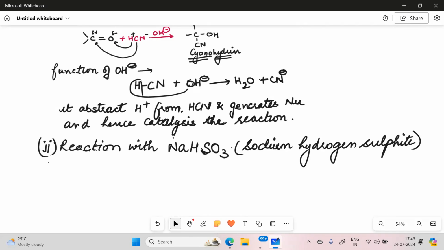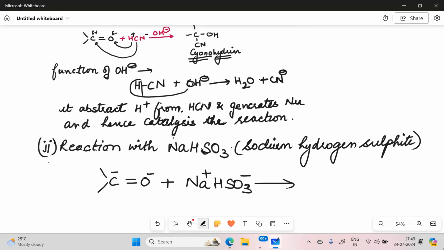It is also called sodium bisulfite. Riti, can you tell me in sodium hydrogen sulfite, what is the positive and negative part? The HSO3 is negative. And Na is positive. Good. Na is positive, HSO3 is negative part.